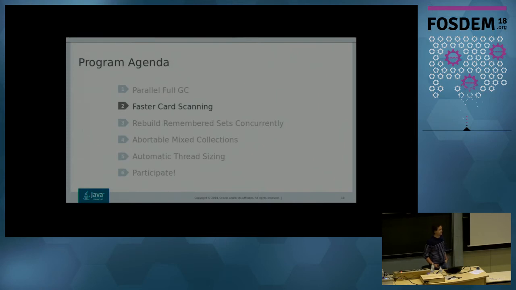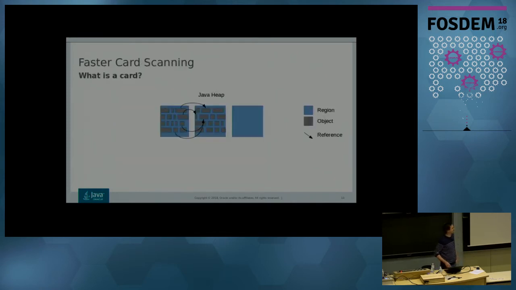Okay. Faster card scanning. Now you will likely ask yourself, what's card scanning? So let me explain that a bit. In this figure, you can see the Java heap that is split in regions, the blue boxes. It contains objects, there are references between each other. And during GC, we are going to move that one object. Now we have a problem, what we are going to do with these references.